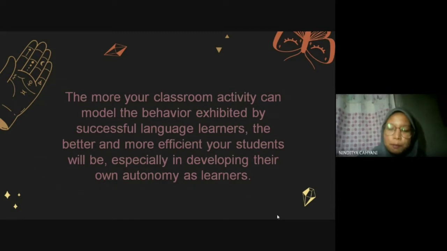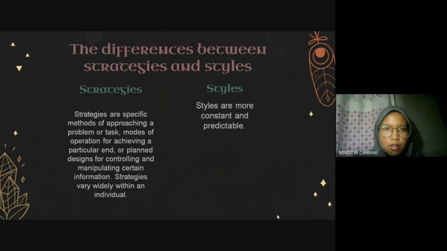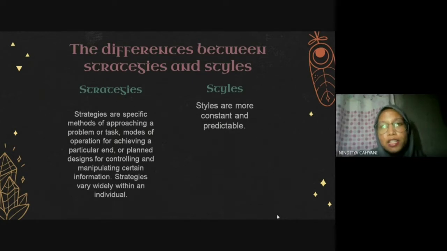The next topic is styles of successful language learning. So there are differences between strategies and styles. Strategies are specific methods of approaching a problem or task, modes of operation for achieving a particular end, or planned designs for controlling and manipulating certain information. And strategies vary widely within an individual. In other words, styles are more constant and predictable.